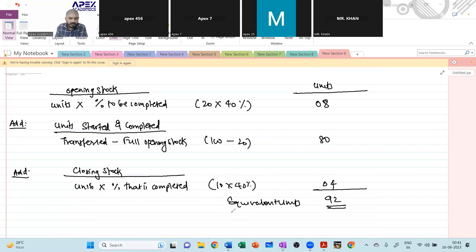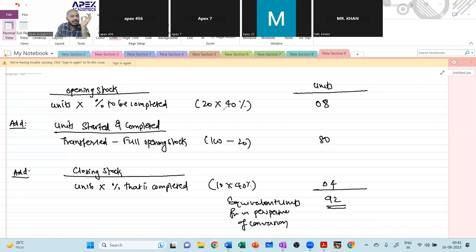But now you need to understand these equivalent units from the perspective of conversion. When it comes to material, there is no question of WIP because materials are added at the starting, so they are getting completed. But when it comes to conversion, it is staying incomplete. That is why you are having equivalent units here. Materials will have no equivalent units. Materials are ready in all sense of the word. This 10 of closing stock is also ready for material.